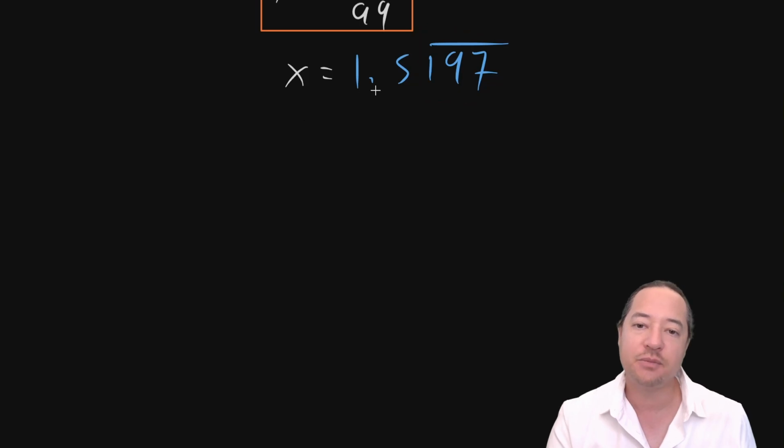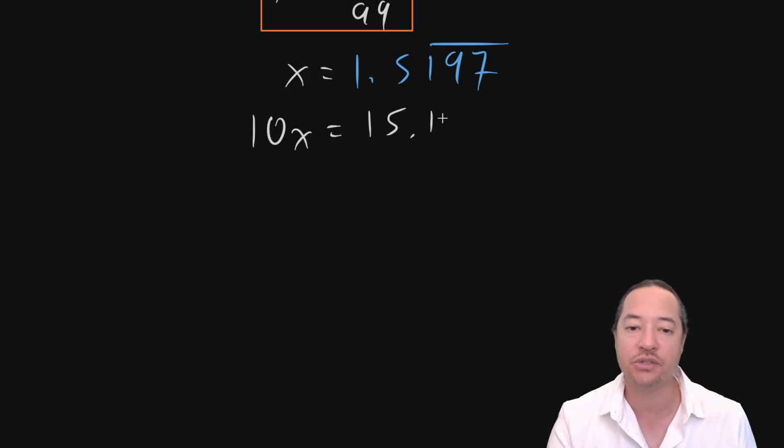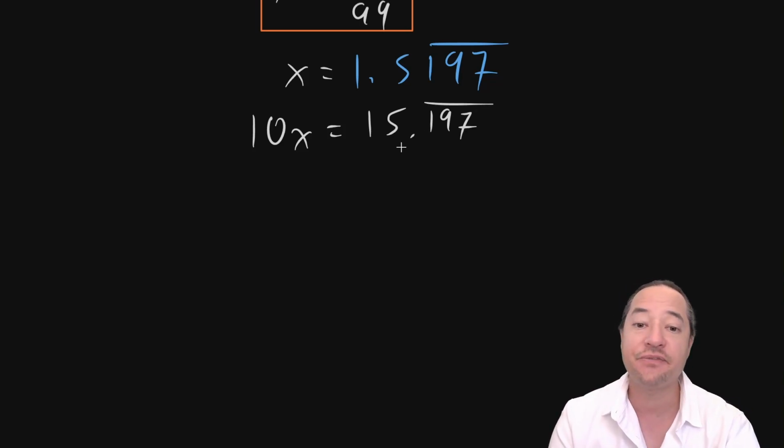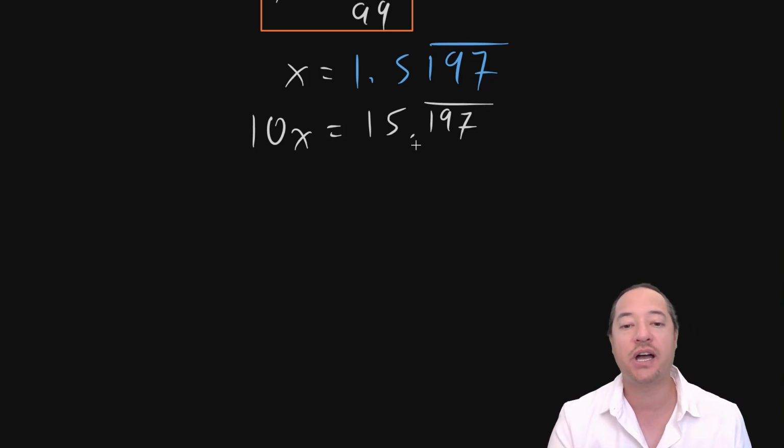So to do that, I need to move this over one place, right? So I'm going to multiply both sides by 10. So I'm going to get 10x here is equal to 15.197197 repeating. Okay, so that's the first step. Now I'm going to do the next step and move this over an additional 3 spots. So to do that, I have to multiply both sides by 1,000.